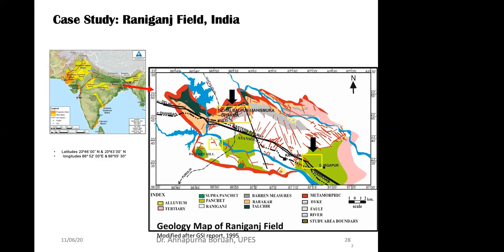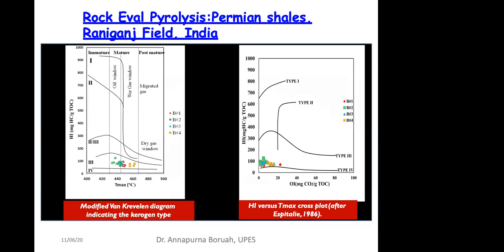Barakar and Raniganj have coal layers also, from where the coals are extracted commercially. And there is one Barren Measures formation in between the Barakar and Raniganj formations, which has thick shale, and the total organic content is also very high. It is considered a good prospect for hydrocarbon exploration. And this study was carried out for Barren Measures shales.